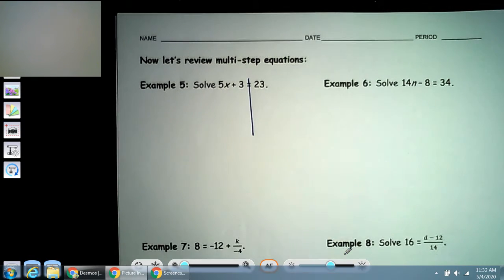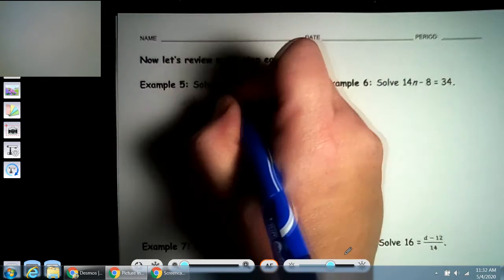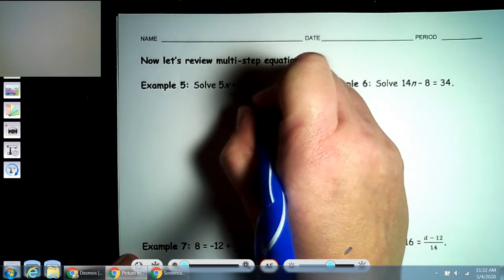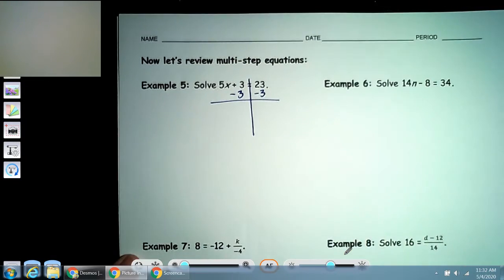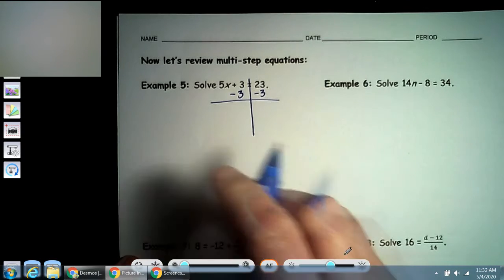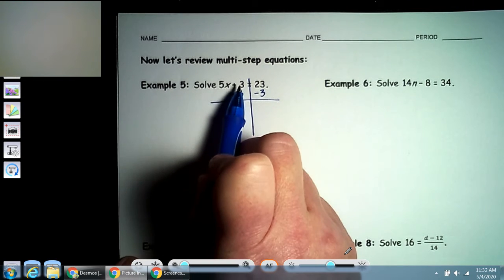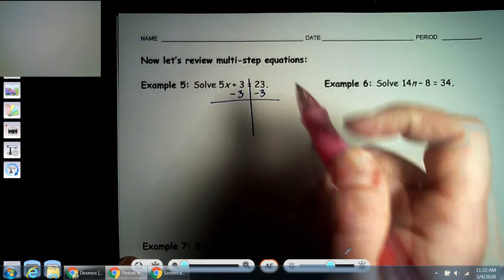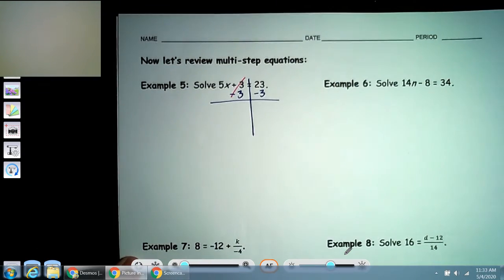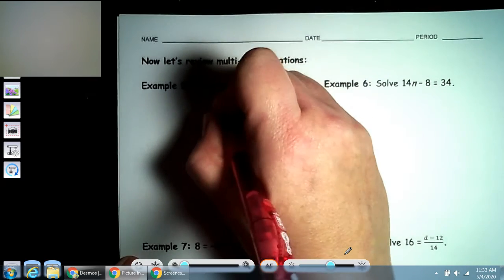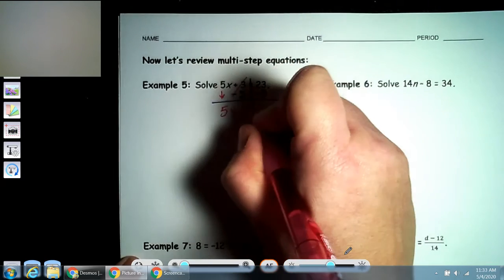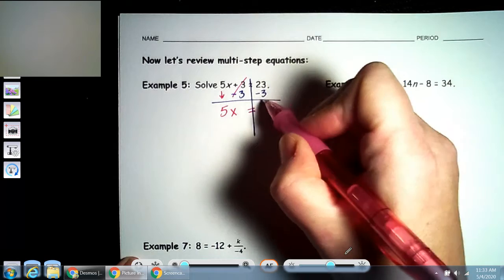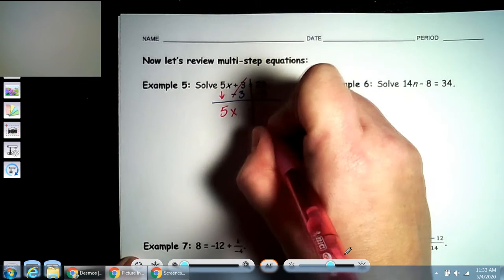So I'm going to get rid of that plus 3 first. I'm going to subtract 3 from both sides. Okay. Notice I didn't subtract 3 here. I just subtracted it once on the left side and once on the right side. 3 minus 3 cancels. I'm just going to bring down the 5x. 23 minus 3 is 20.